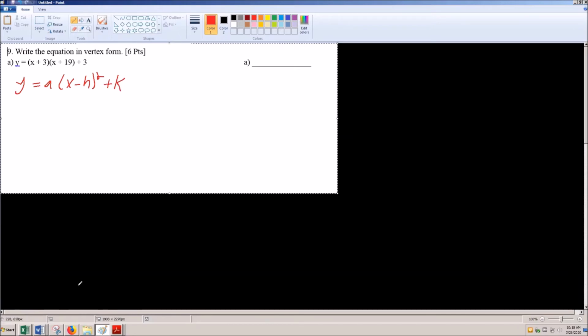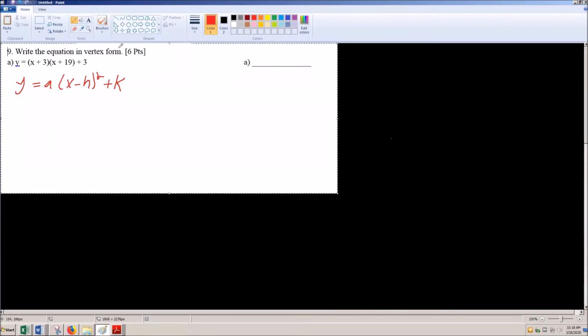Now that I go through and do this part, if I want to get it to look like vertex form, I'm probably going to have to figure out what first and foremost this thing is. As it looks right now, I've got a combination of a couple binomials being multiplied, and then I've got this 3 hanging out on the outside. So let's multiply this, FOIL it out.